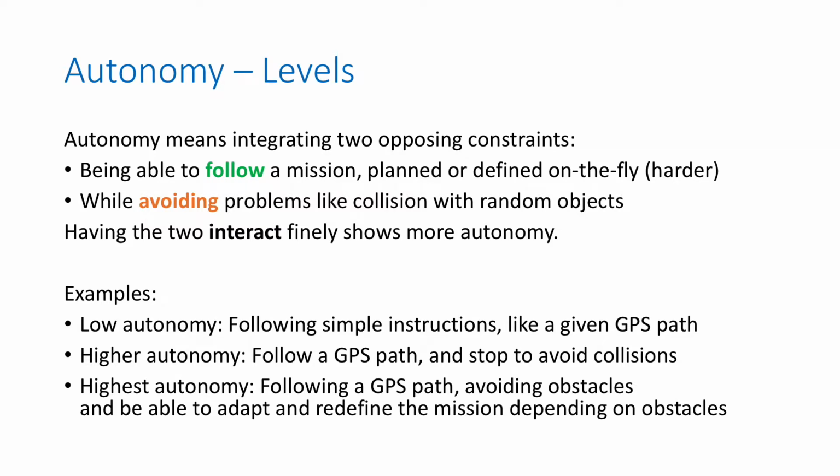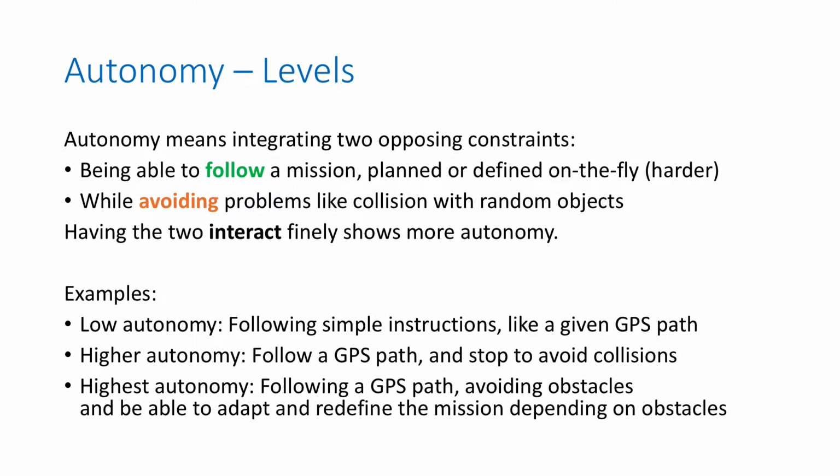Now let's focus on the different levels of autonomy for a drone. Being smart for a drone means integrating two opposing constraints. First, you have to be able to follow a mission, planned before the flight or defined on the fly. It's a bit harder. All of that while avoiding problems like collision with random objects. And having the two interact closely is really what we are after when we talk about autonomy.